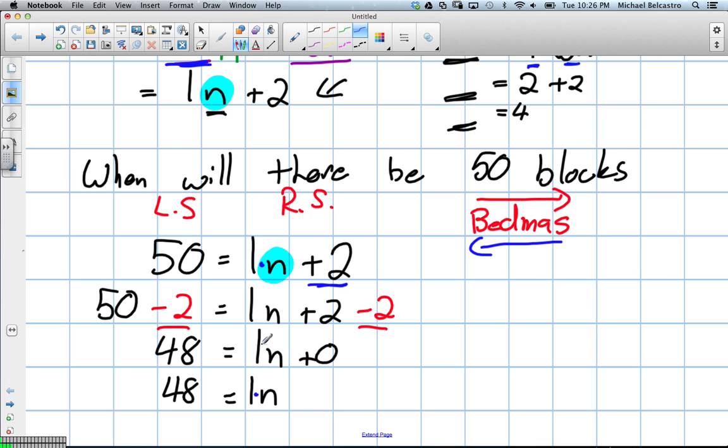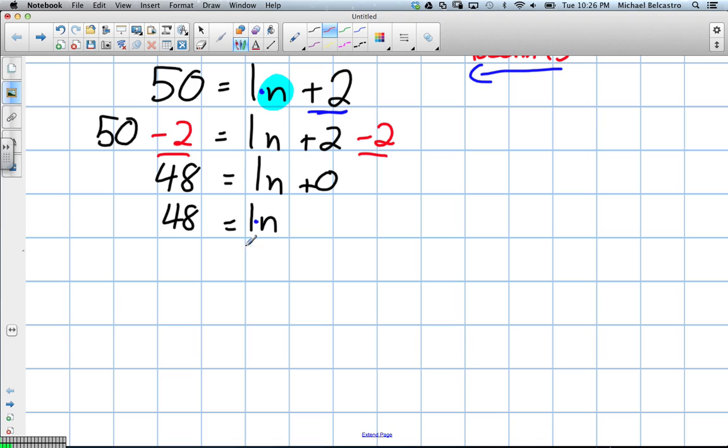What's the opposite operation of multiplication? Division. So I need to now divide both sides by the number 1. What will happen is they usually call it canceling out, but when I divide both of these by 1, it just makes the value of 1. So just keep this set in mind. So now I just have n here. They've kind of canceled out. And what's 48 divided by 1?